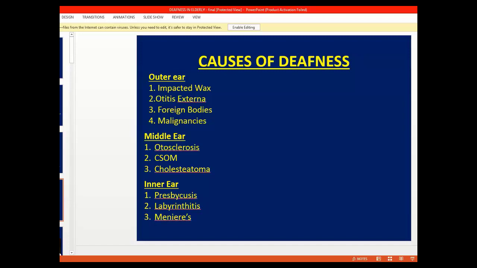If the foreign body is small and there's some space around it, like in this picture, then we can syringe and take it out. You will be trained.